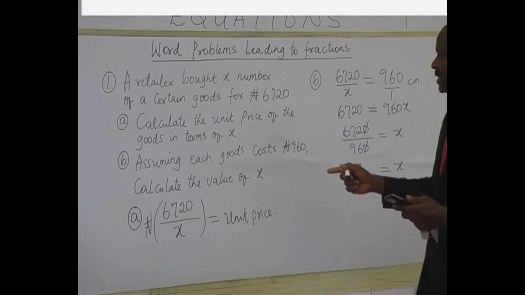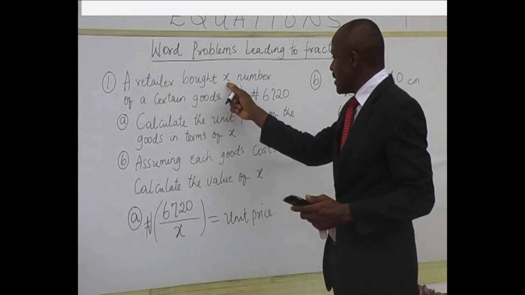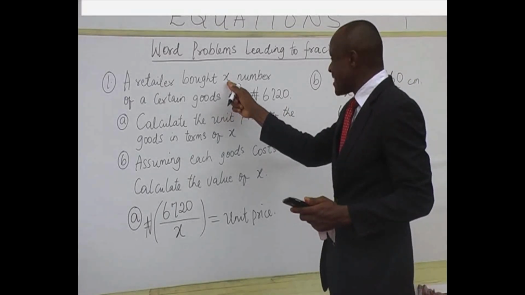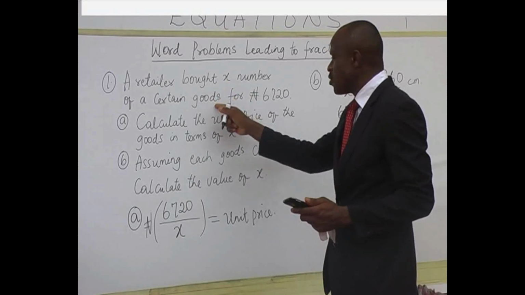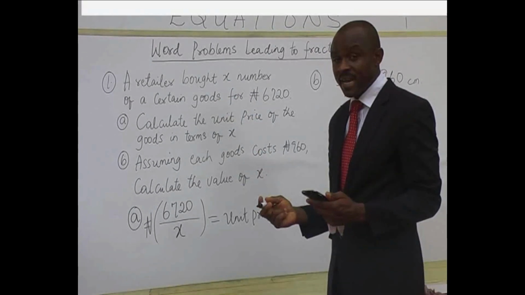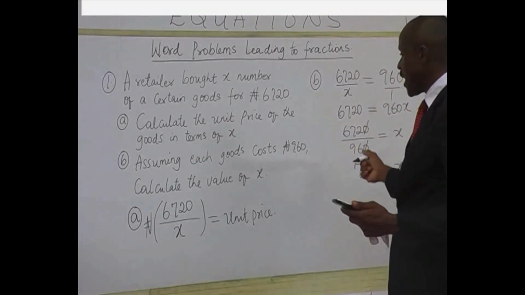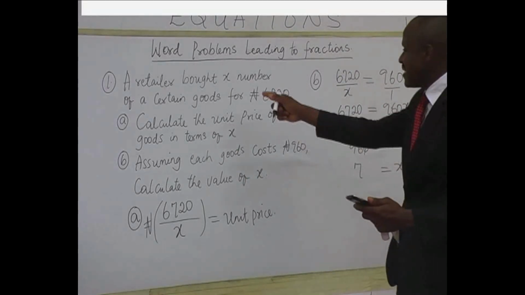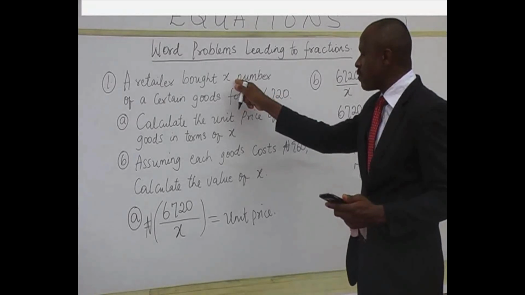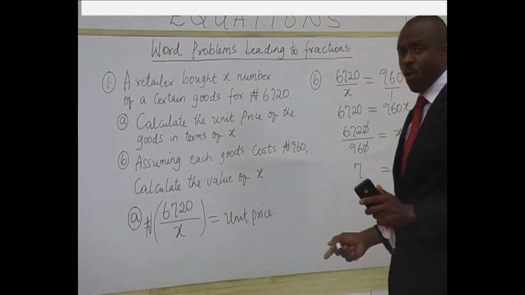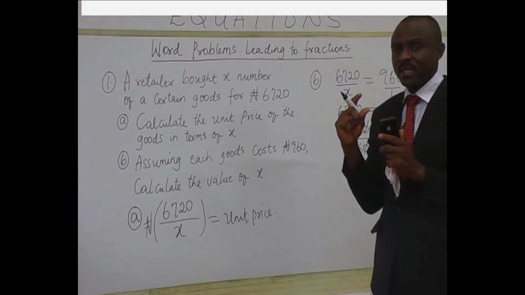That means that the retailer bought 7 pieces of that goods. He knows the goods he bought, I don't know. But from our calculation, we have discovered that the certain number of goods he or she bought was actually 7 in number.